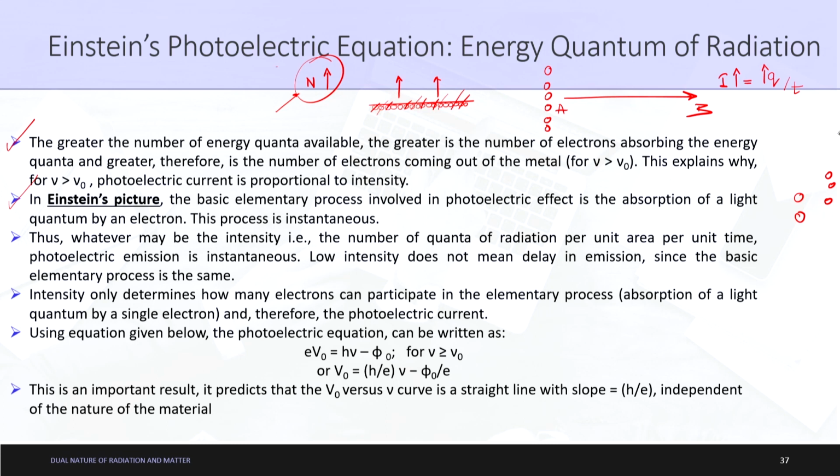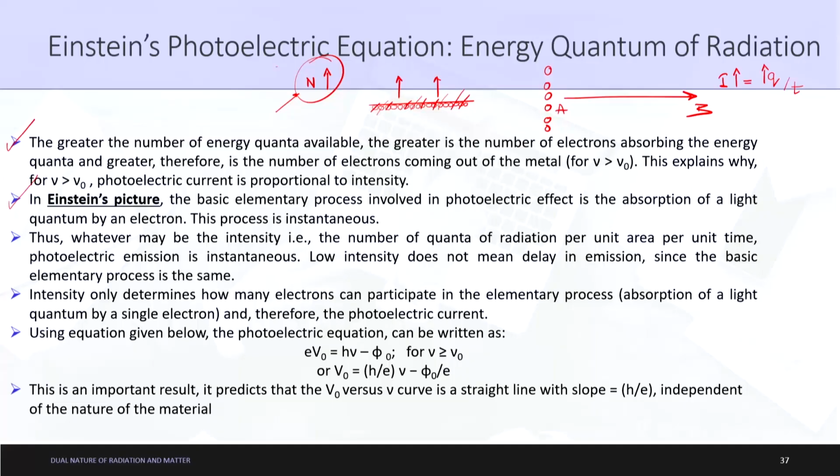This is only the explanation, but the basic crux is that whenever that quantum of energy comes in contact with the metal surface or the electron, the energy absorption will be instantaneous. Only that has been explained here.